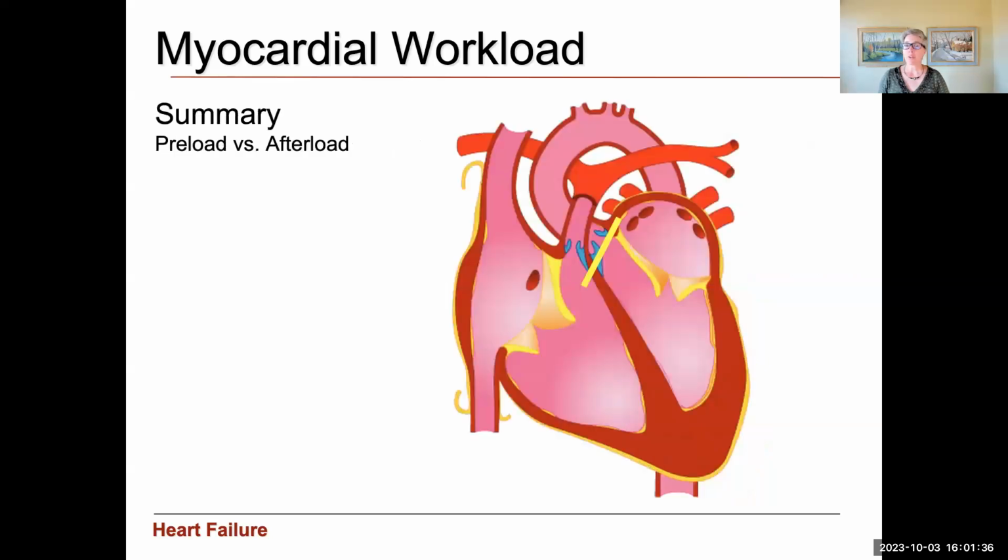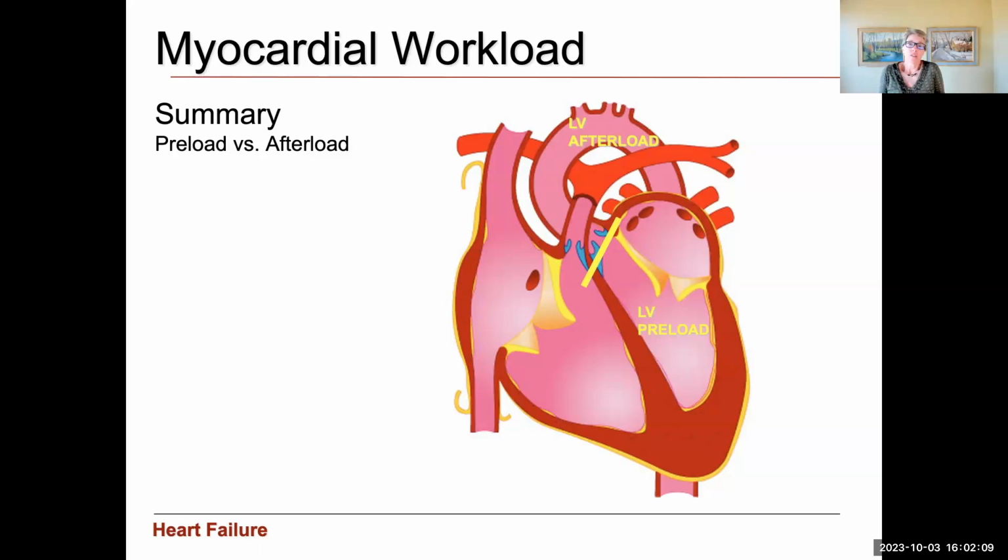So what I like to do when I'm trying to summarize preload versus afterload is draw a line at the valve between the vessel and the ventricle. You could draw one on the right side as well, I just drew it on the left for simplicity. So preload will build up in the ventricle, and that's volume dependent. Afterload will be developing in the arteries, and that's more related to blood pressure.